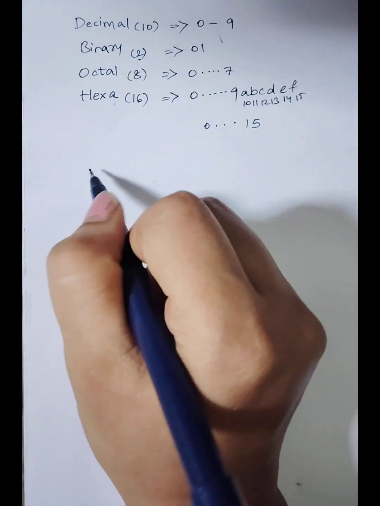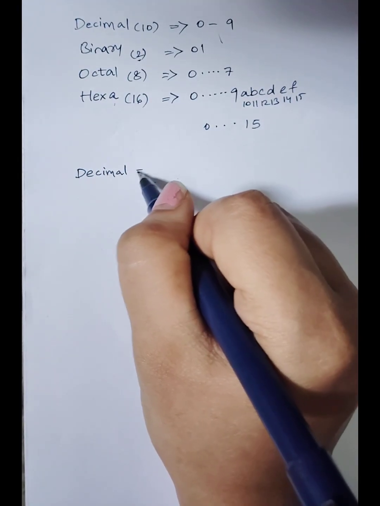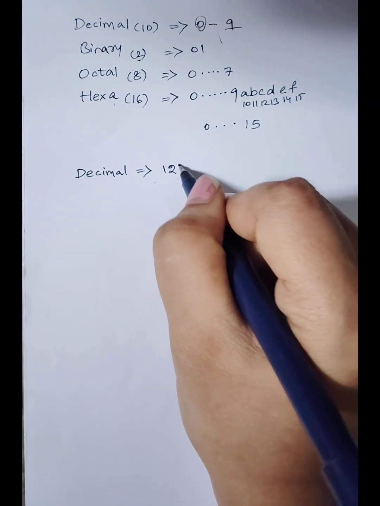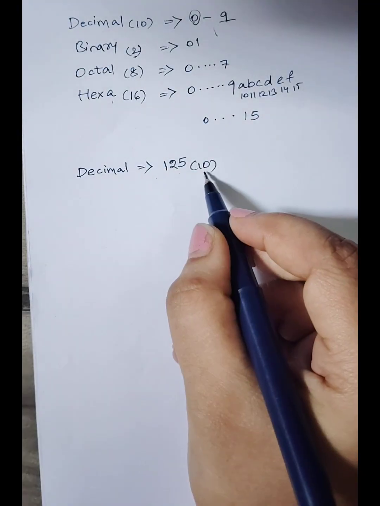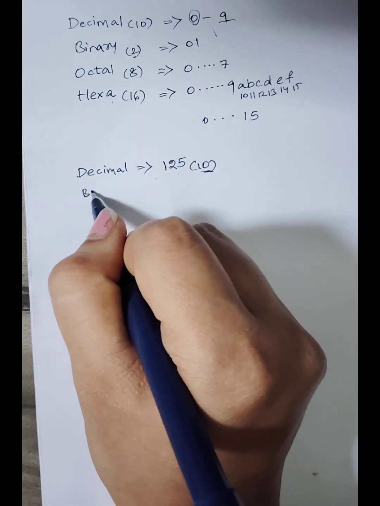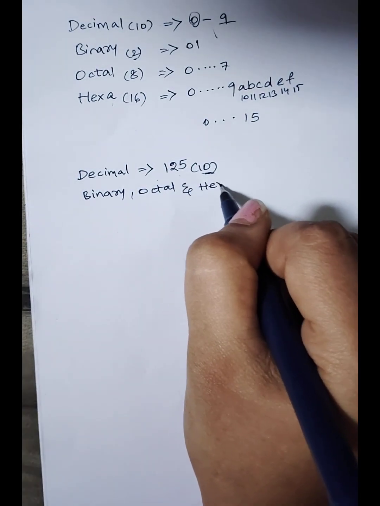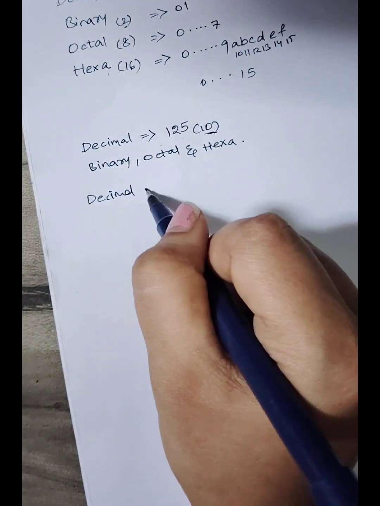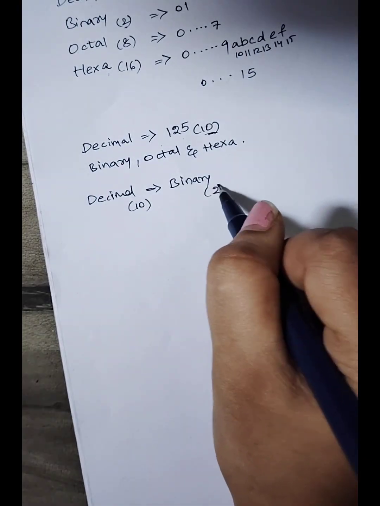I'll show you how. So first we'll take a decimal number. We can use only 0 to 9, so we'll take 125. As it is decimal, we need to mention its radix as 10. So we'll convert it into binary, octal and hexa. First we'll convert from decimal to binary. Its radix is 10 and its radix is 2.